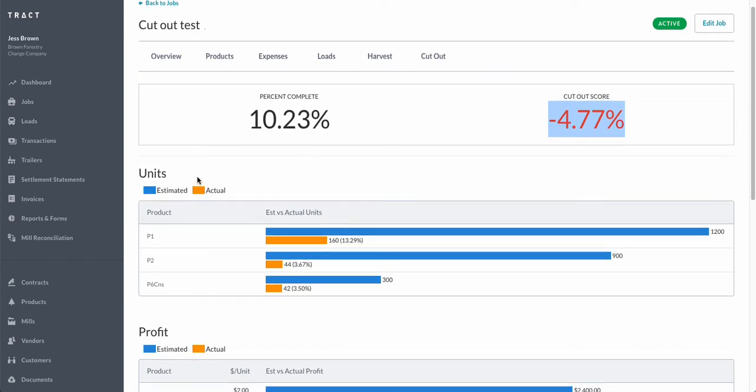First we're going to compare your units. What did you estimate and what have you actually cut? This is just a straight comparison. So if you're early on in the job, your actual is going to be very little compared to your estimate, and that's expected. But it still shows you how you're progressing along, and also gives you those total numbers. So we know so far we've cut 160 units of P1, 44 P2, 42 of P6, and that's 3.5, 3.6, and 13% of our estimate.